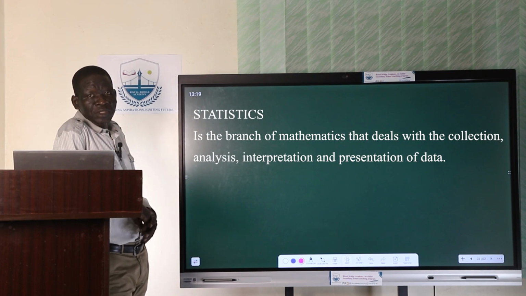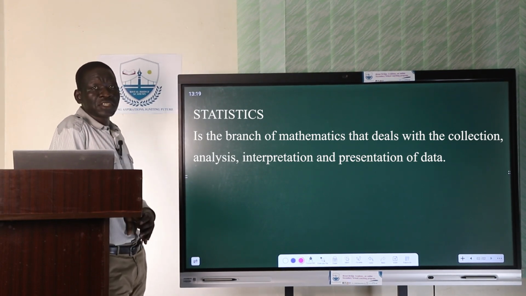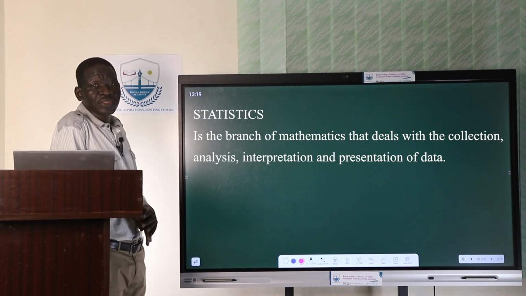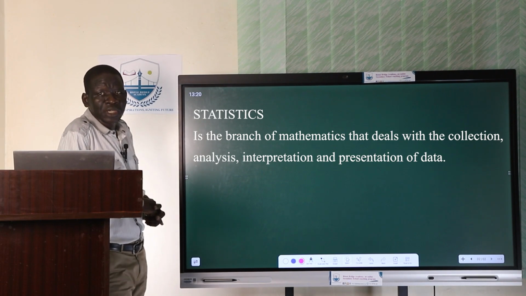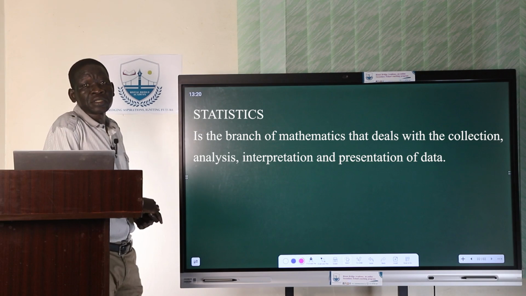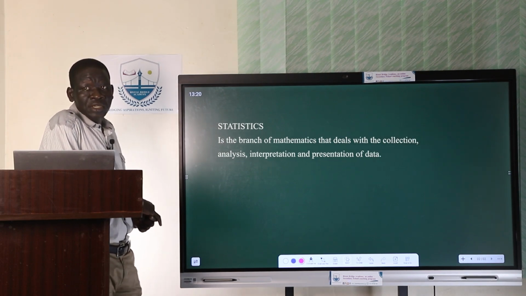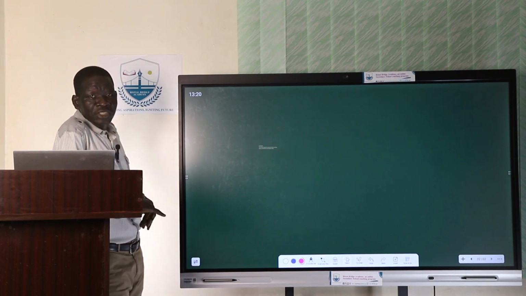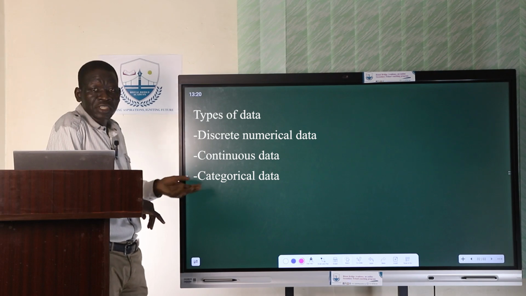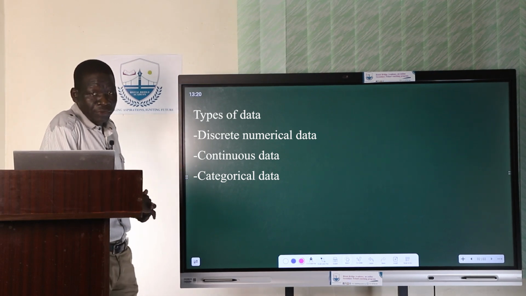Statistics, whereby we say that statistics is that branch of mathematics that deals with collection, analysis, interpretation, and presentation of data. Then from there we looked at the different types of data, where we looked at discrete data, continuous data, and so on and so forth.